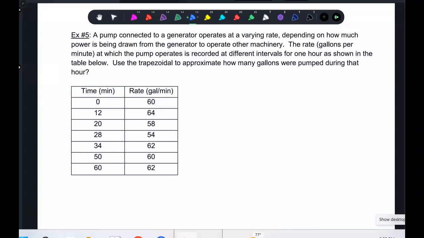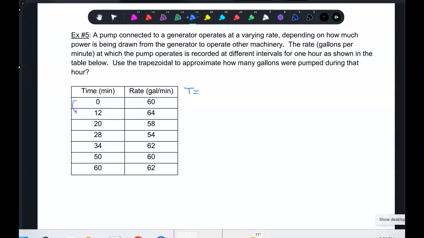Okay, last one. So we have a pump connected to a generator. It's operating at varying rates. So notice we have these values for the rates. The rate is gallons per minute, and it's recorded at different time intervals. So we want to use trapezoidal to approximate how many gallons were pumped during that hour.